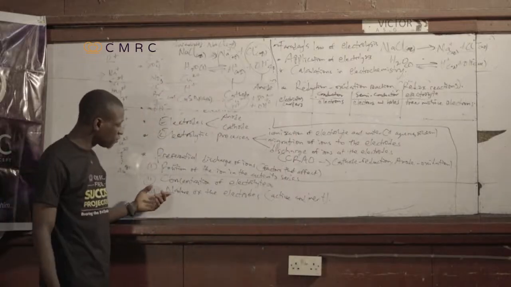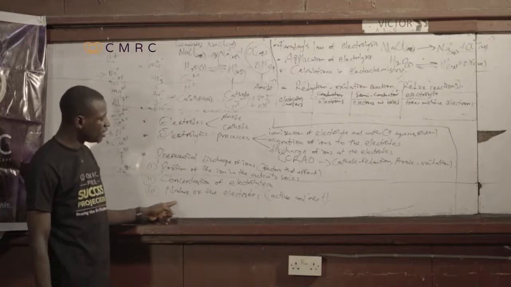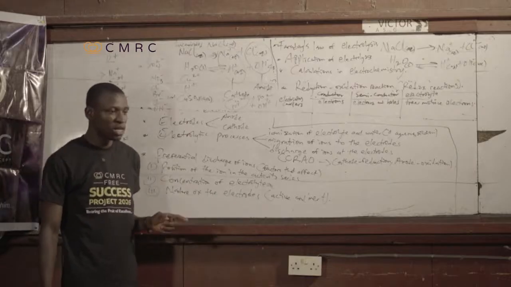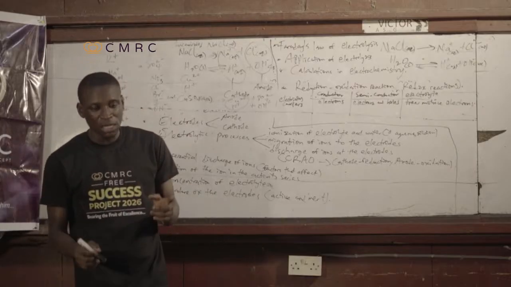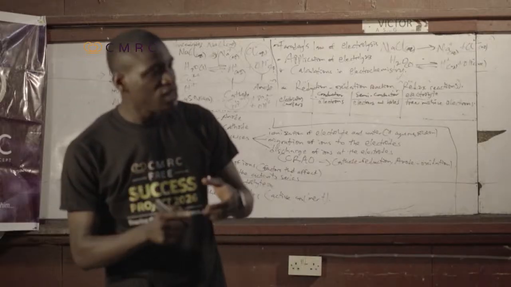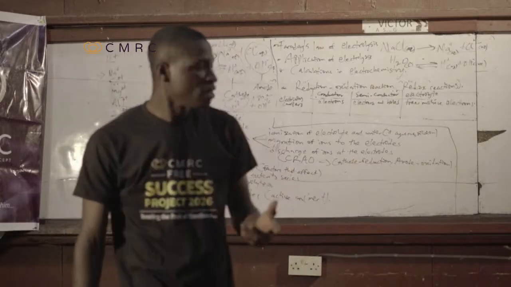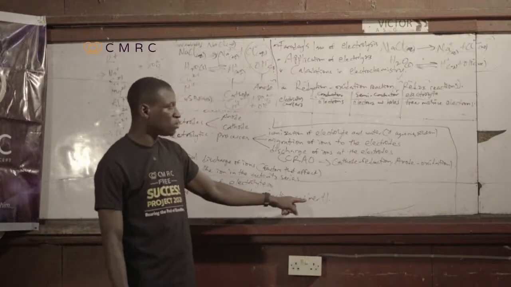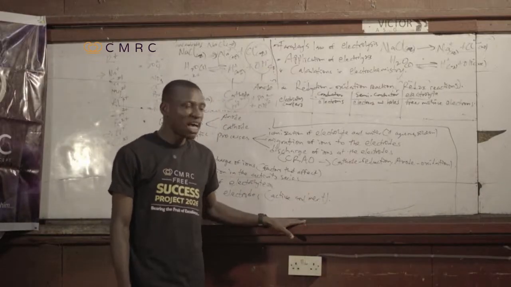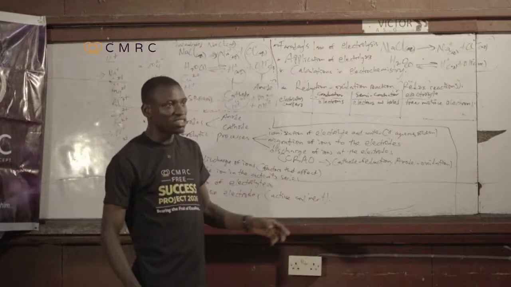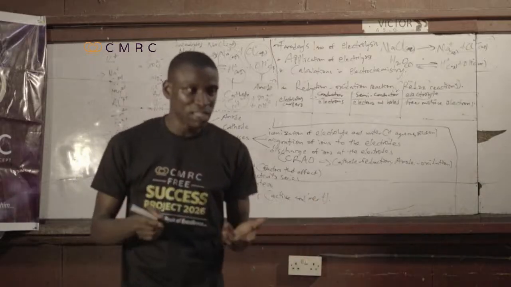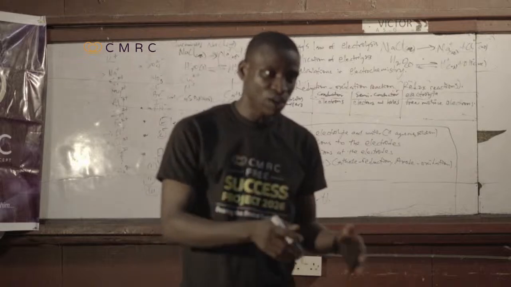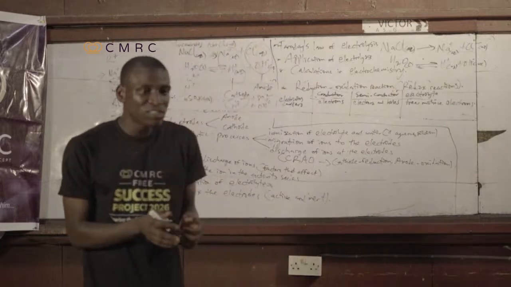Now to the third factor. The third factor is the nature of the electrodes. In this part, we'll be talking about how electrodes influence the preferential discharge of ions. I'll be talking mainly about two different kinds of electrodes here. We have the active electrodes and we have the inert electrodes. When we say something is inert, we mean that thing is unreactive.